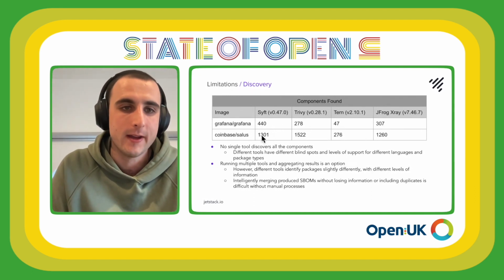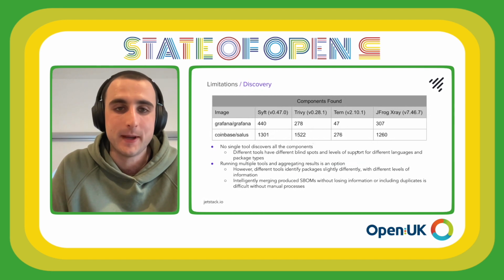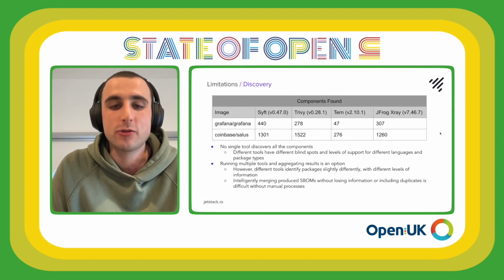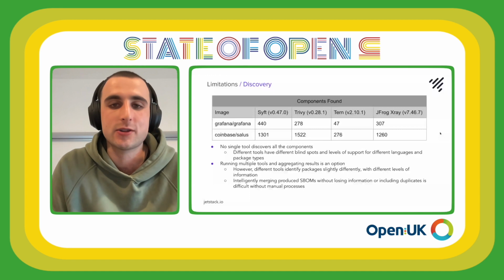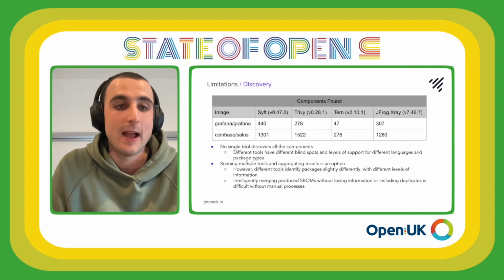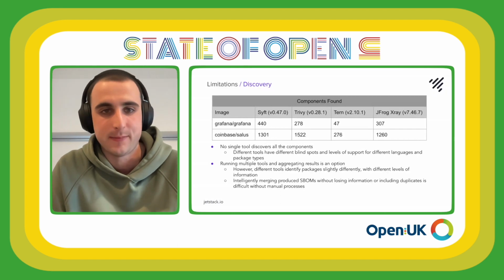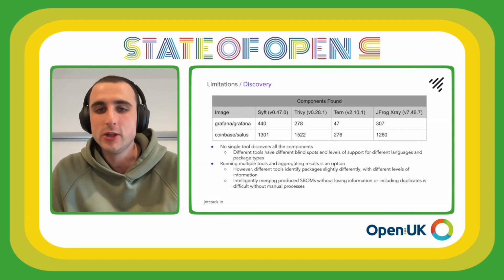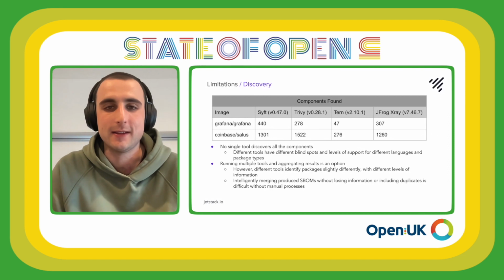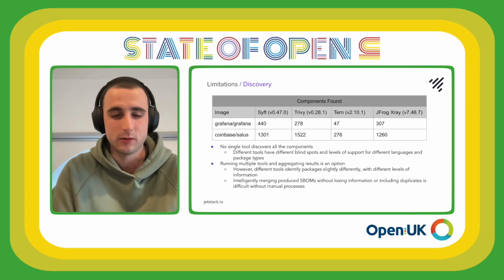Because while Grafana, Syft picks up everything, Trivy picks up not as much, and then in the Coinbase Salad example, it's the inverse. So Syft doesn't pick up as much, whereas Trivy picks up more. So as you can see, it's not a situation where one tool rules them all.